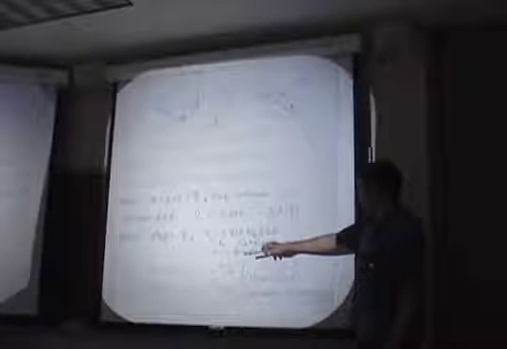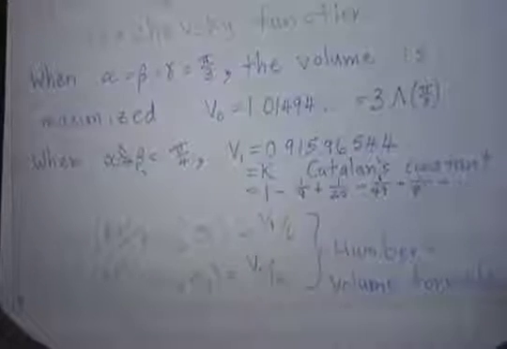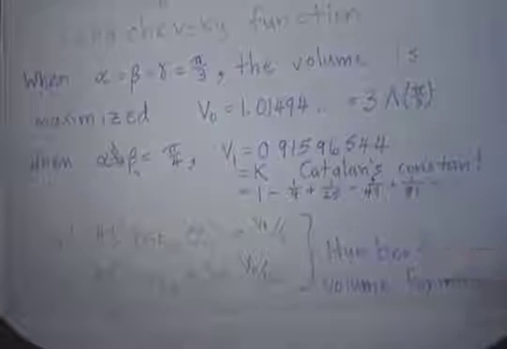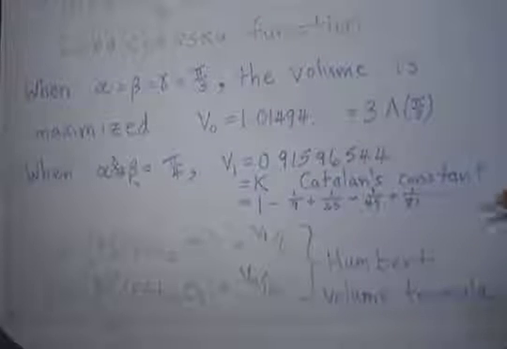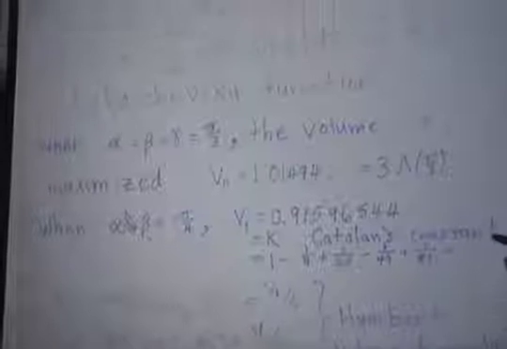Now, when alpha and beta are pi over 4, I'll call the volume there V1, 0.915 something. Some people call this K, Catalan's constant. As a formula, you take the alternating sum of 1 over odd numbers squared. This comes out of some number theoretic formulas. There's also a nice number theoretic formula for this: it's values of certain L functions, certain zeta functions associated with number fields. But anyways, this is the volume of this tetrahedron with the right isosceles triangle.